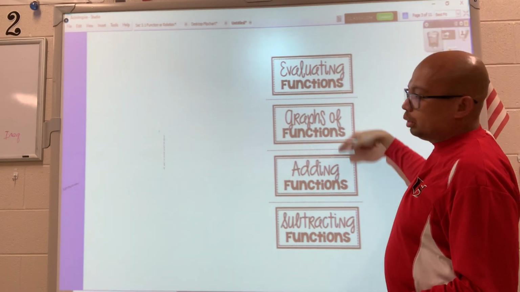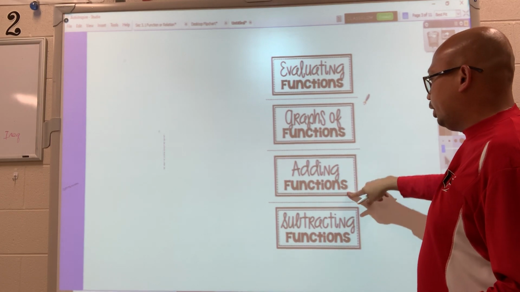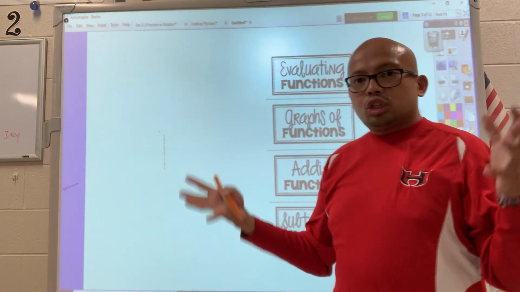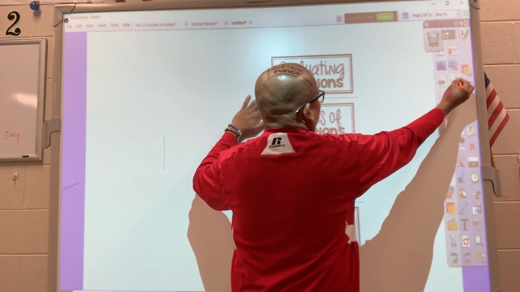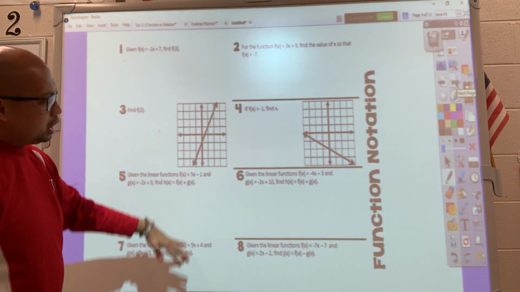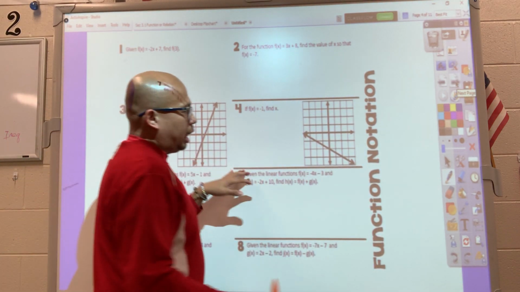So now let's go to this foldable, okay? Evaluating functions, graphs of functions, adding functions, subtracting functions. This covers everything about functions. First, in evaluate, this is the one that has to be inside of your foldable. We will go over items 1 to 8.